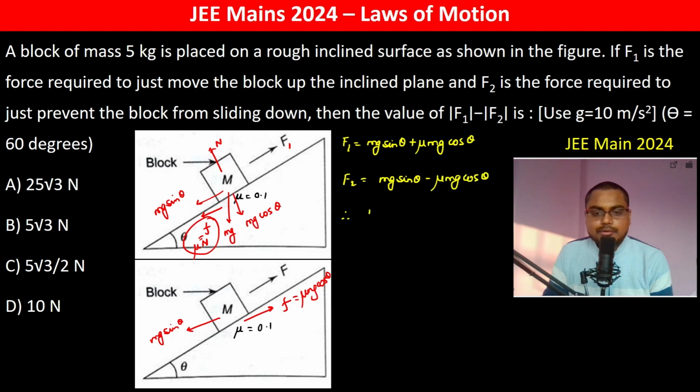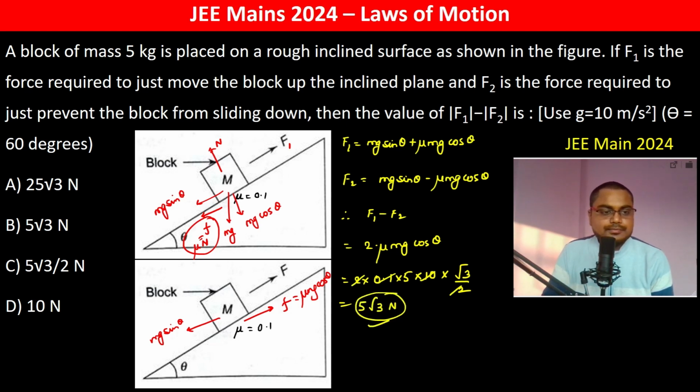So therefore F1 minus F2 का magnitude is 2 into mu mg cos theta, which is equal to 2 into 0.1 into mass is 5, g is 10, cos theta is 60 degree, so this is going to be root 3 by 2. This is gone, this is gone, this is gone, this is gone, so this is going to be 5 root 3 newtons, B.